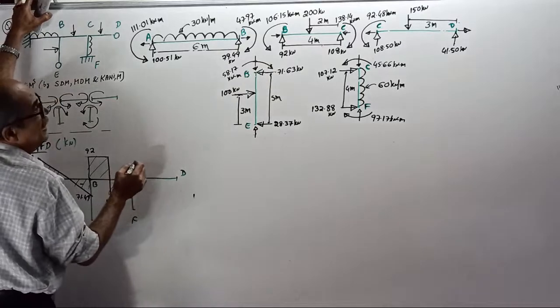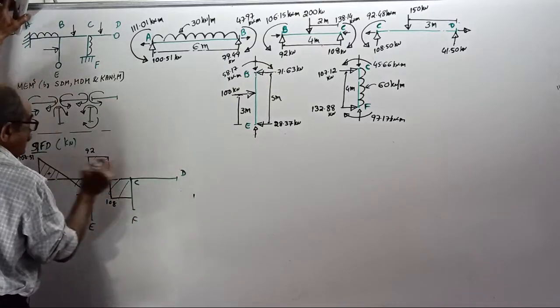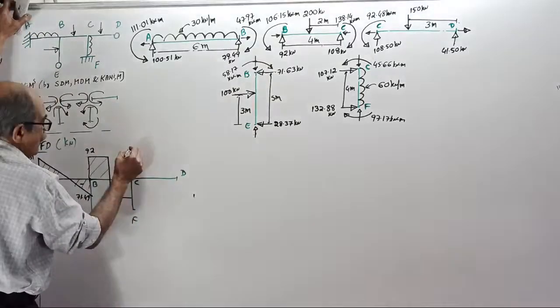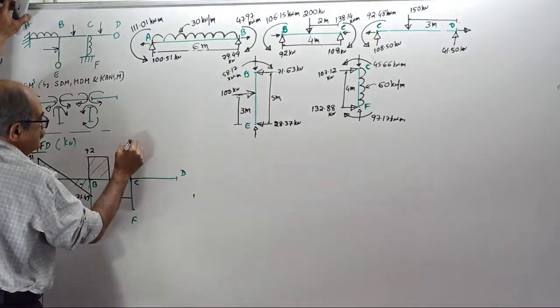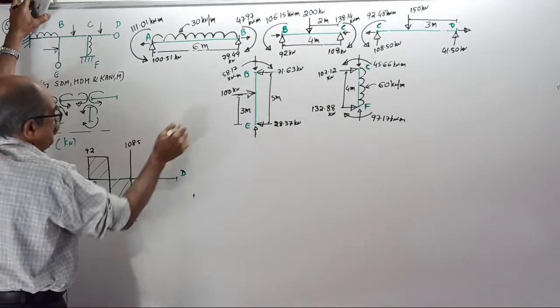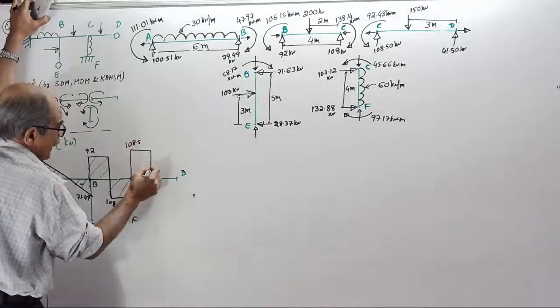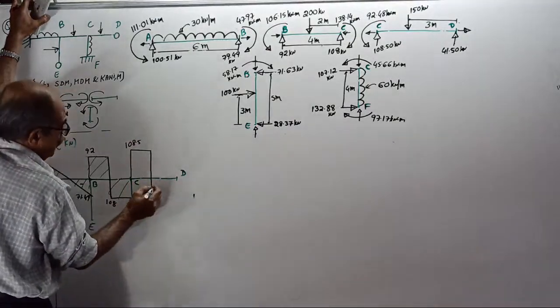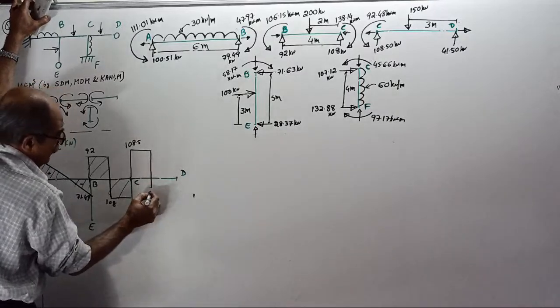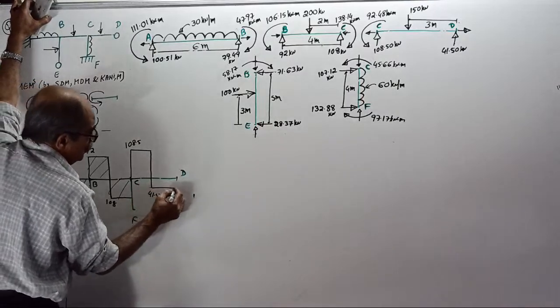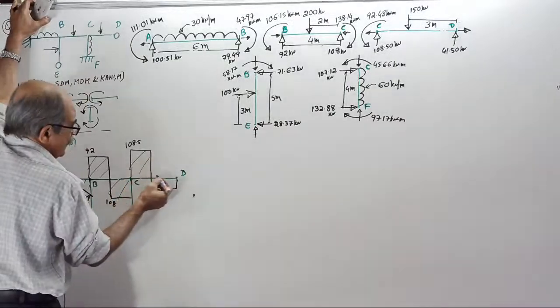Go up by 108.5. Little more. Go no load for 2 meter. Come down by 150 kilonewton. That will be only 41.5. No load, close. Okay. SFD for the beam.